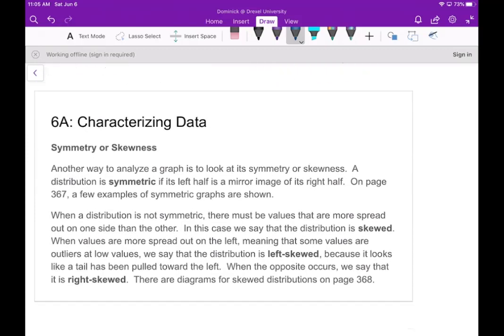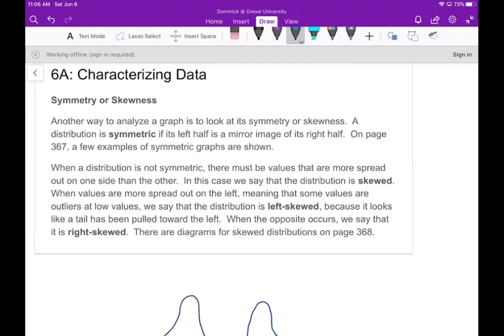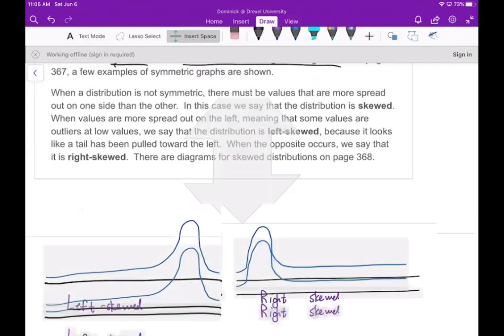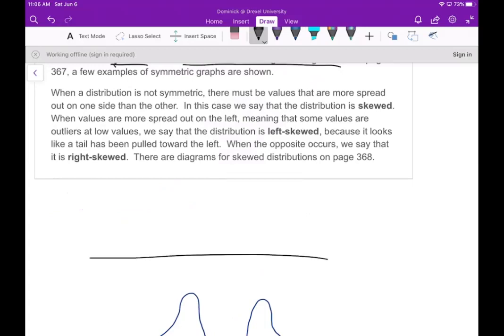Now, the next type of measure that we'll look for on a graph is whether it's symmetric or skewed. What you can look at is how close one half of the graph is to the other half. So we say that a distribution is symmetric if its left half is a mirror image of the right half, right? I forgot to include a symmetric one when I was preparing this. So a symmetric distribution would look something like this, and the idea would be that you have the same thing on each side of the middle of the graph.